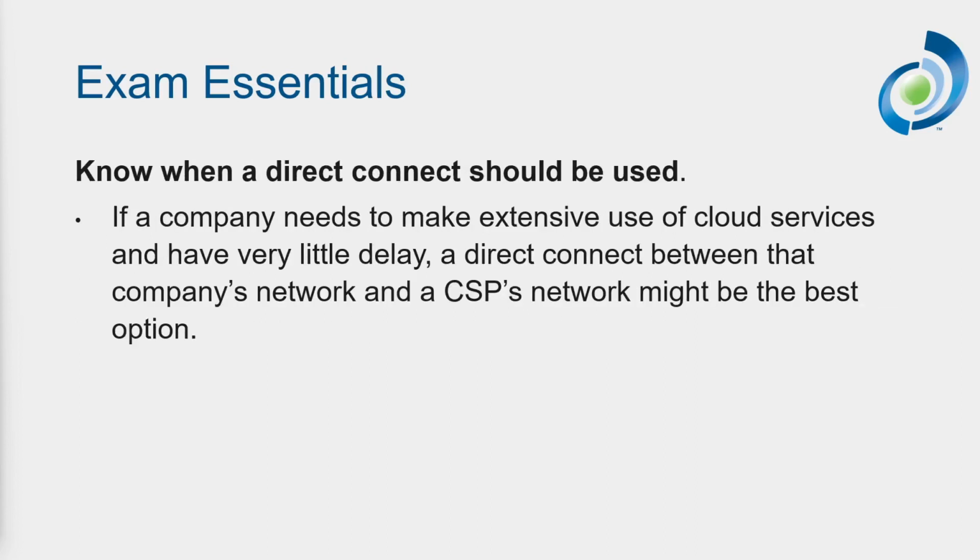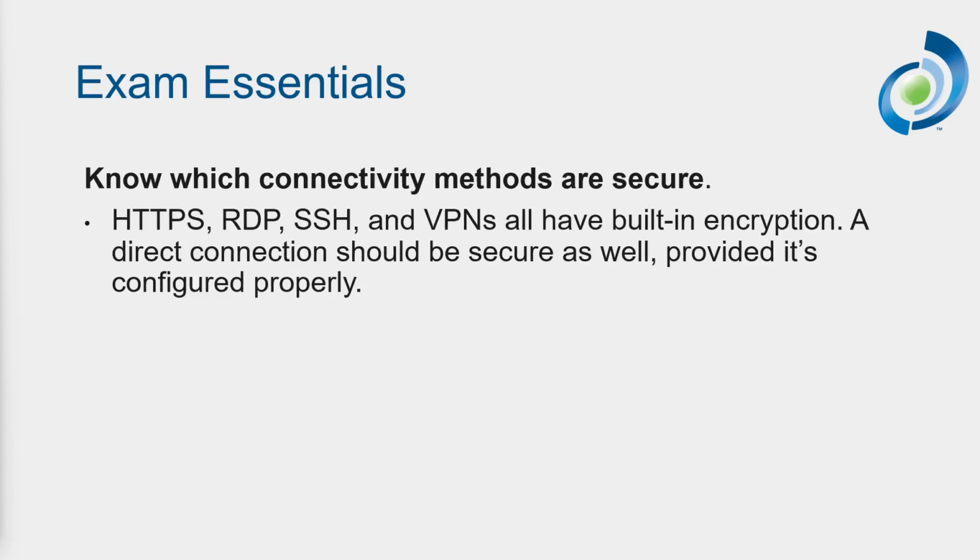Know when Direct Connect should be used. So if a company needs to make extensive use of cloud services and have very little delay, the Direct Connect between that company's network and the CSP's network might be the best option. So remember, Direct Connect is a solution that you purchase to connect your data center directly to the cloud service provider. Know which connectivity methods are secure. So HTTPS, RDP, SSH, and VPN all have built-in encryption. A direct connection should be secure as well, provided it's configured properly.